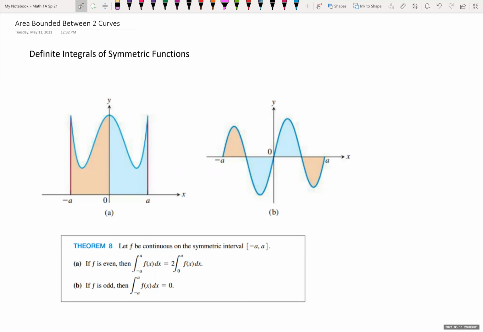So we have just a little bit more information to learn before the end of the semester. And it was the last half of 5.6 in your book. And we're looking at area between a curve and area bounded between two curves.